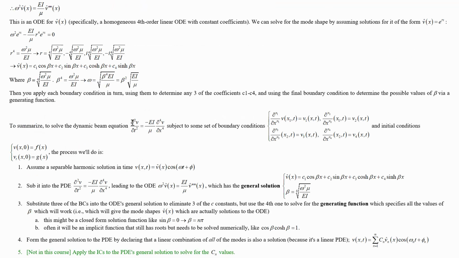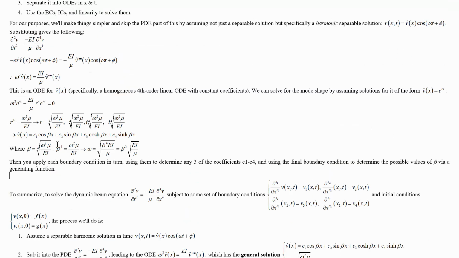So then what we need to do is just apply each of the boundary conditions that we have in turn to find out what these c's are. The way that this is always going to work out is we'll use the first 3 boundary conditions to find out 3 of the c's, and we'll use the 4th boundary condition to find out all the betas that will work. And by choosing this as our solution set, there's always going to be an infinite number of betas that will solve things, just like there was for the cantilever.